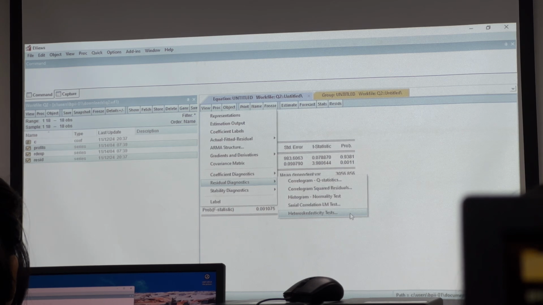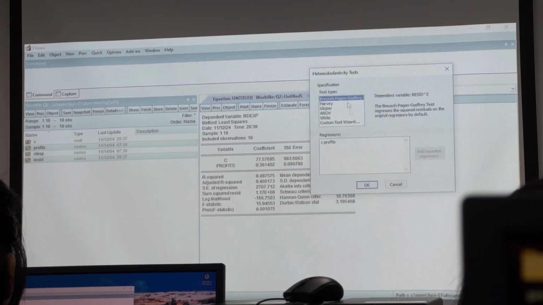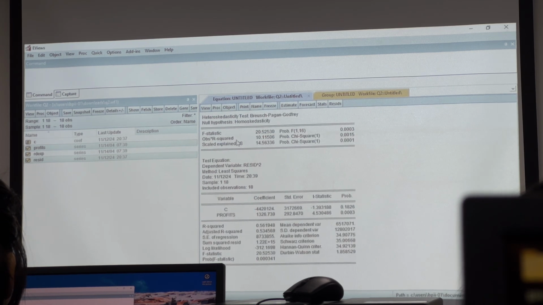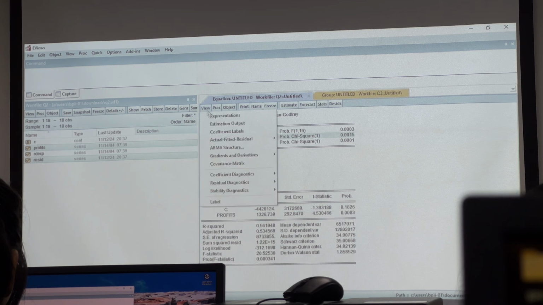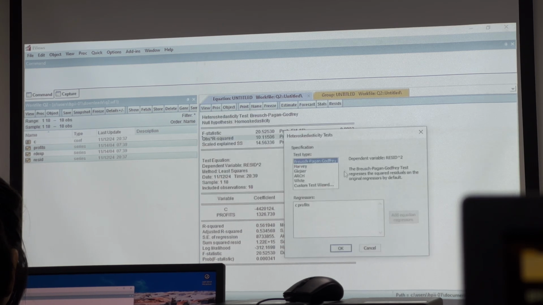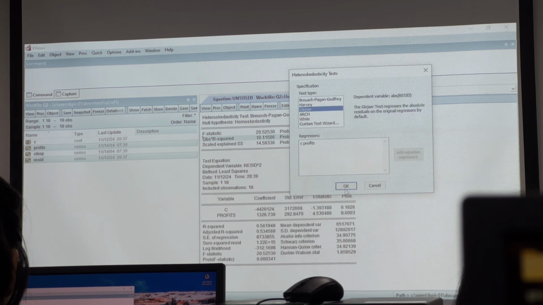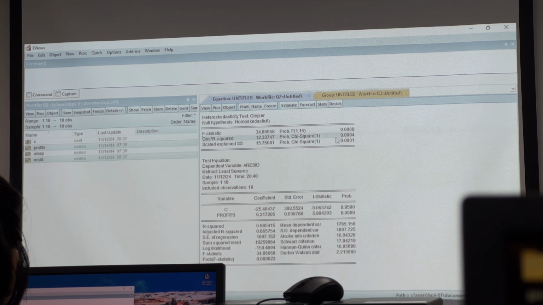Perform the tests: Breusch-Pagan, Glejser, Harvey, ARCH. So for the Breusch-Pagan, the result suggests there is a heteroscedasticity problem. How about Glejser? Okay, Glejser, this one. Also the same. Okay, and Harvey and ARCH.